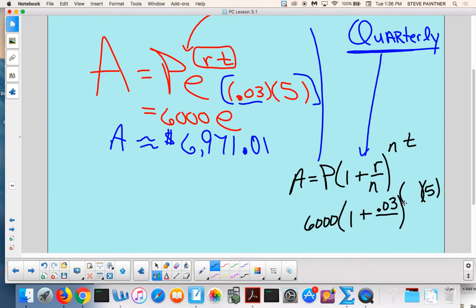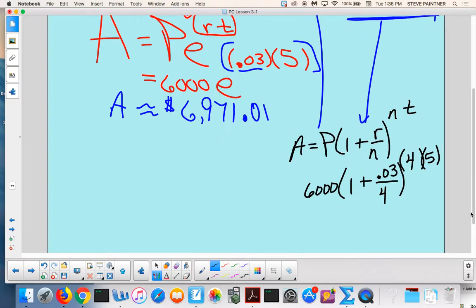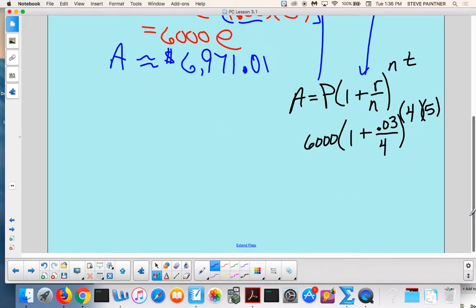I left the N blank. What's the N? The number of times you get paid in a year. You're getting paid quarterly, so that's 4 and 4. There you go, that's your formula. 6,000 times this mess right here. What is this number, by the way?